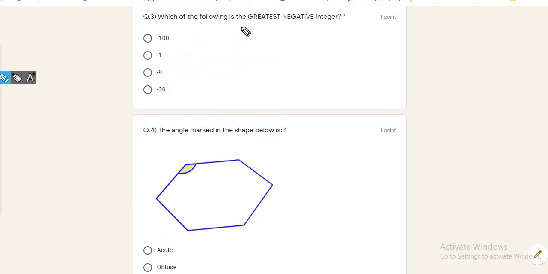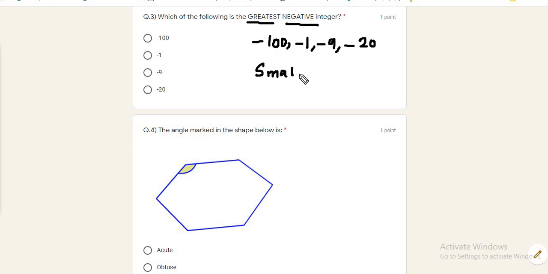Question 3. Which of the following is the greatest negative integer? So out of -100, -1, -9 and -20, we have to tell the greatest negative integer. So the greatest negative integer is that which has the smallest numerical value. So the correct answer is -1. So -1 is the largest among all these four integers.